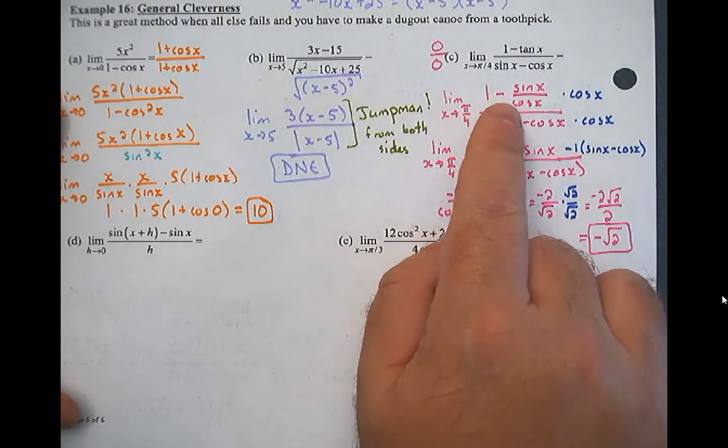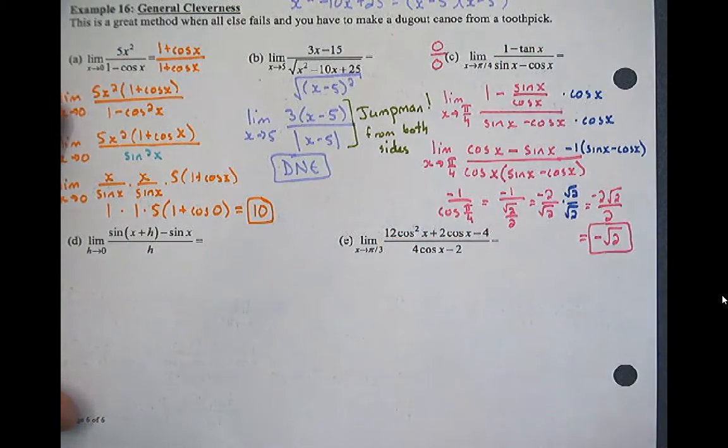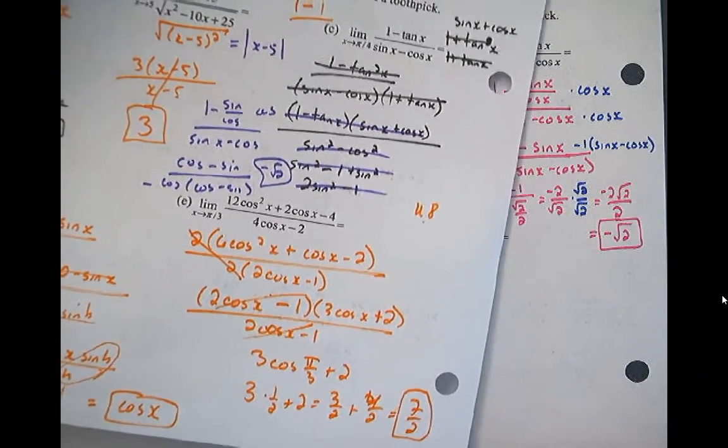What's the big idea from this one, though? The big idea is right here. This idea to think that I can turn tangent into sine over cosine. And sometimes you try a bunch of different things until you get to the right spot. That's the way it goes.